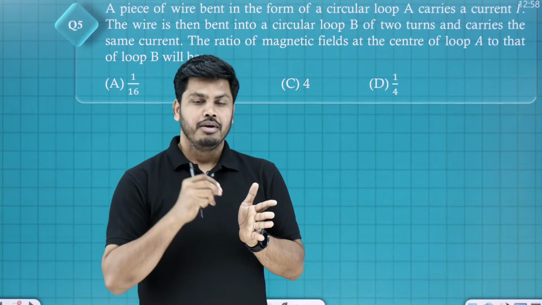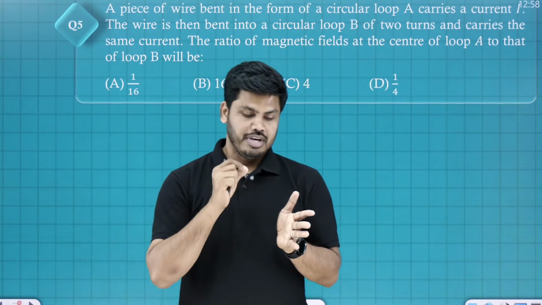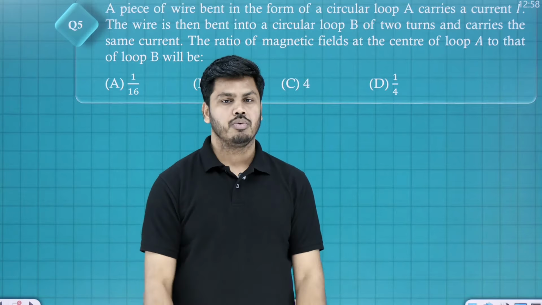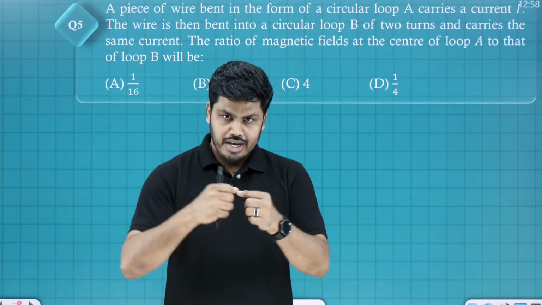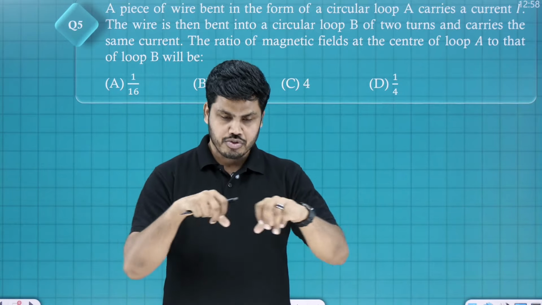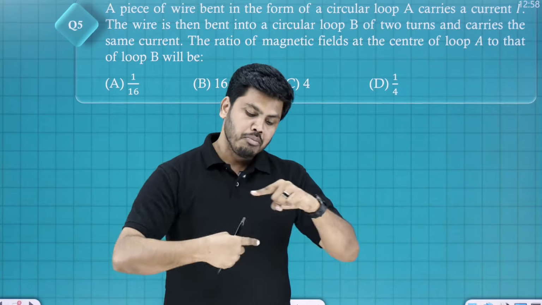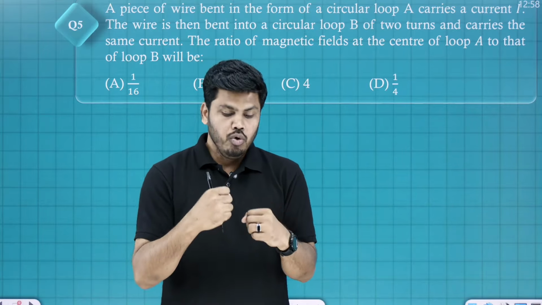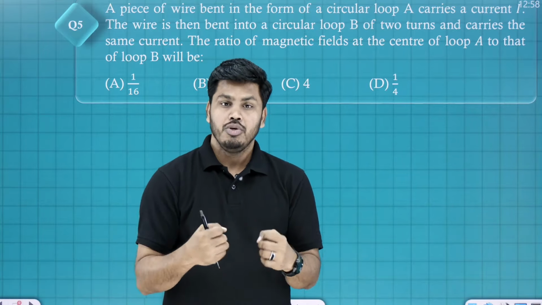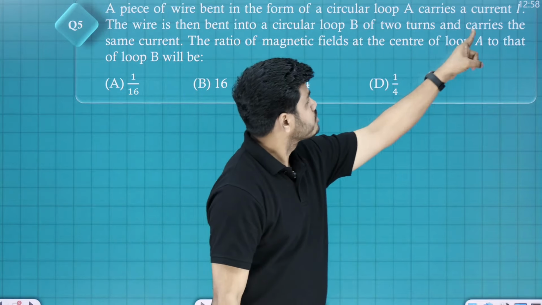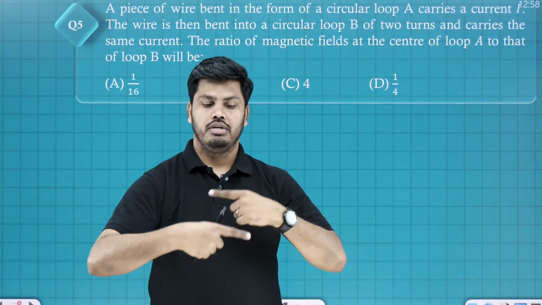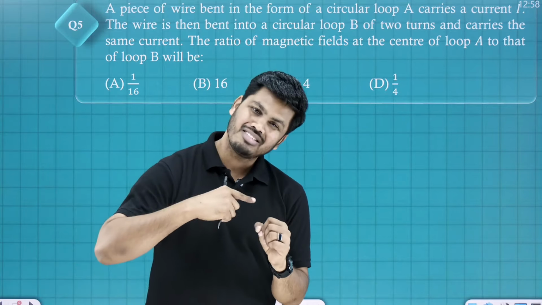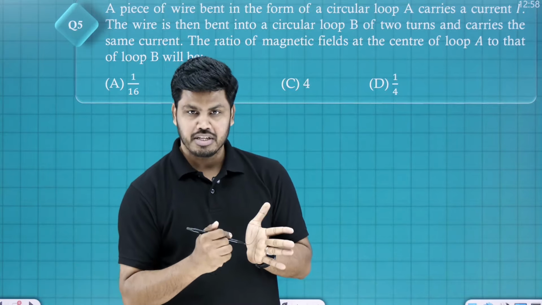We know the equation, an application of the Biot-Savart law: the magnetic field at the center of a circular loop. After measuring that magnetic field, I stretch the wire again, straightening it. Now I make a loop with 2 turns using the same wire, and we send the same current through it. There will be some other magnetic field produced.